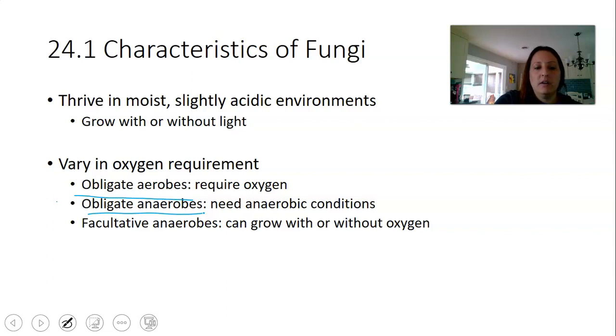And the third here are facultative anaerobes. These are organisms that can grow in the presence or the absence of oxygen. Okay, they may function better in the presence of oxygen, but they can still survive in the absence. Okay, so we've got obligate aerobes need oxygen, obligate anaerobes need poor or no oxygen conditions, and lastly, facultative anaerobes can grow with or without oxygen.